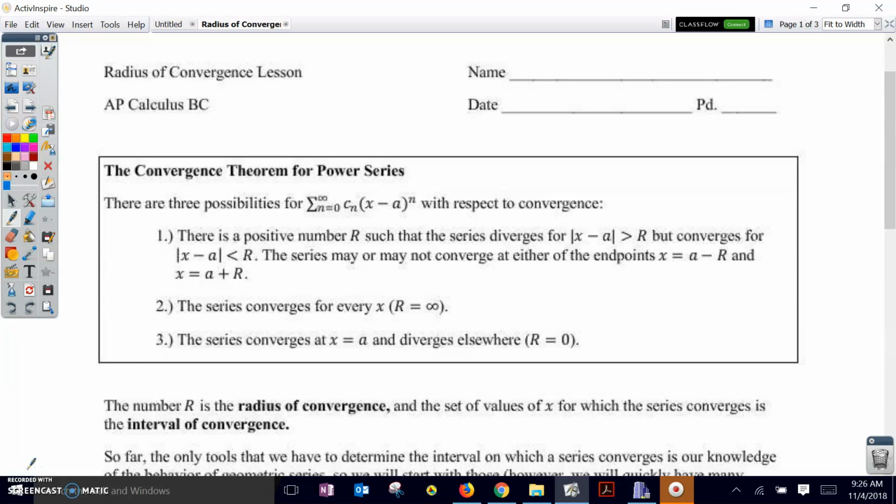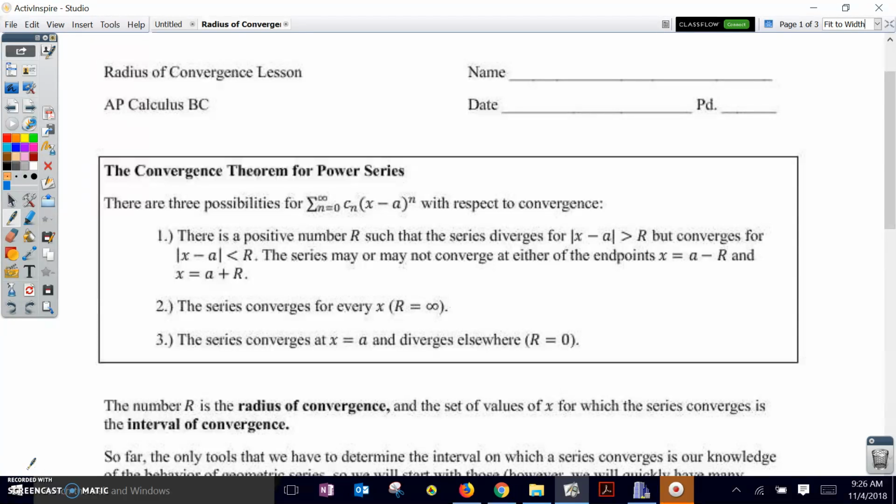Alright, welcome back everybody. In this video we're going to look at the first couple of examples from the radius of convergence lesson. We'll talk about what a radius of convergence is and look at intervals of convergence and how we can find them. We start with the convergence theorem for power series.